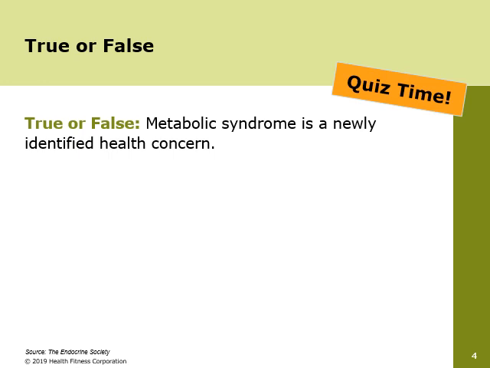So to start off with a pop quiz here, true or false, metabolic syndrome is a newly identified health concern. And this actually is false. So the term metabolic syndrome has become widely used since its creation in 2001. However, independent scientists have published reports as early back as the early 1920s. Which is why we have a number of terms to describe it, because there have been so many terms used throughout the years.